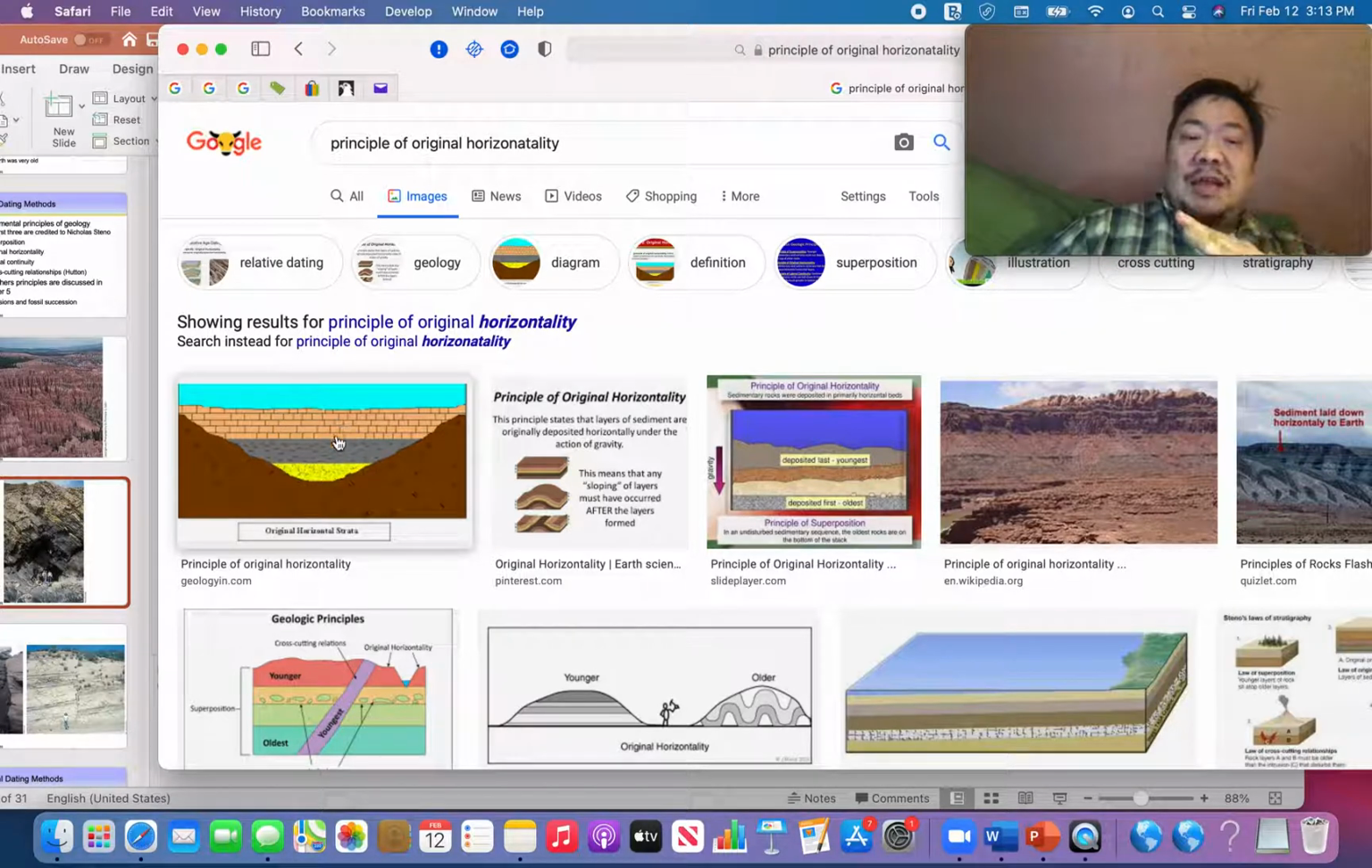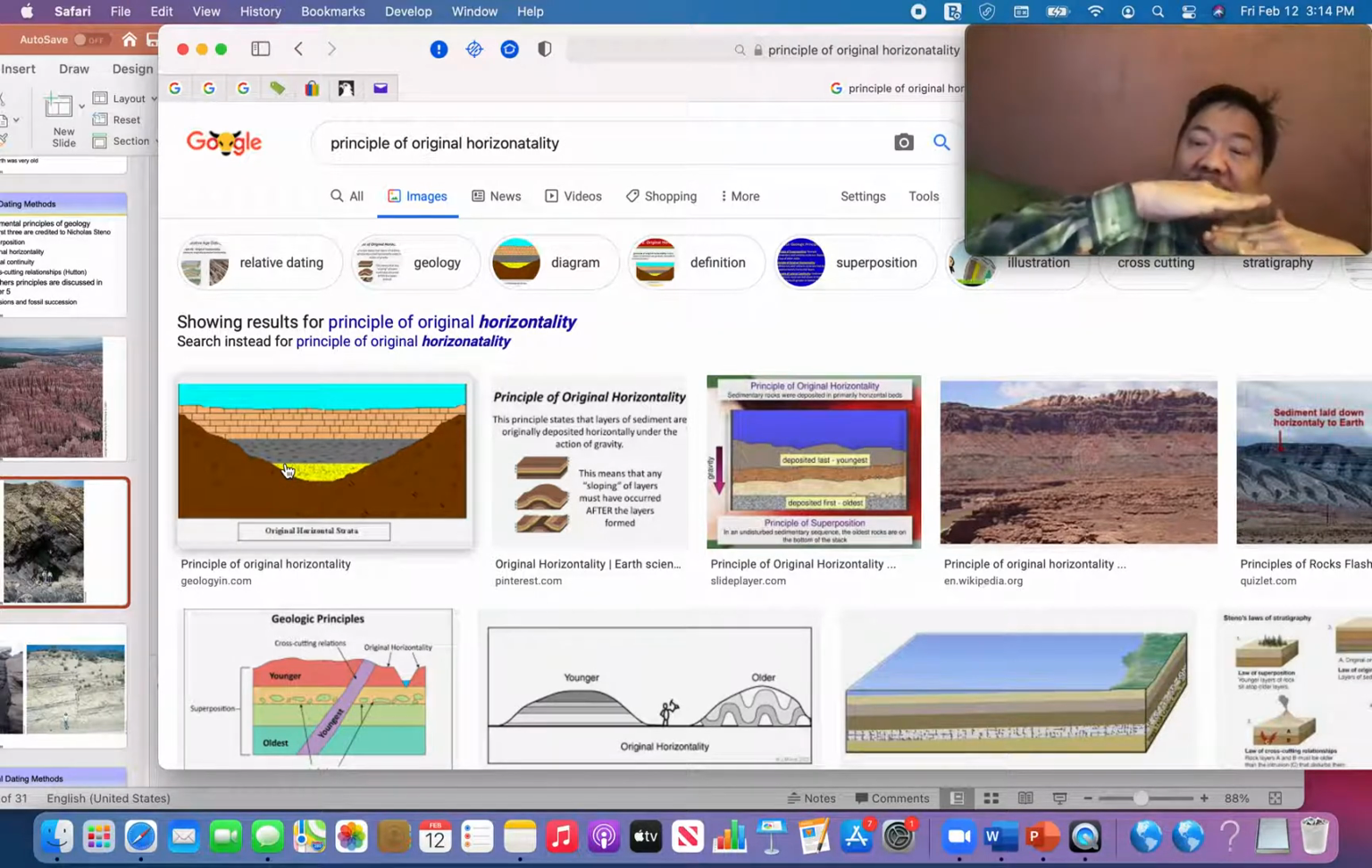Principle of original horizontality states when sedimentary beds are deposited in a river or in a lake or wherever they're deposited, they are deposited flat and horizontal.